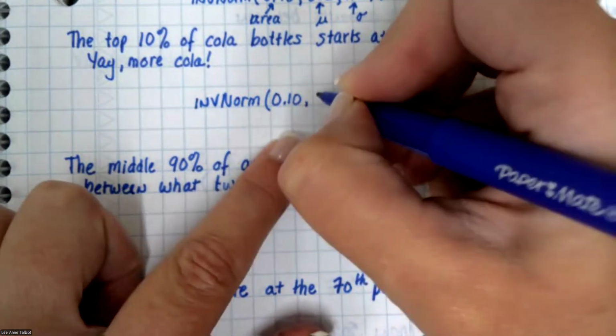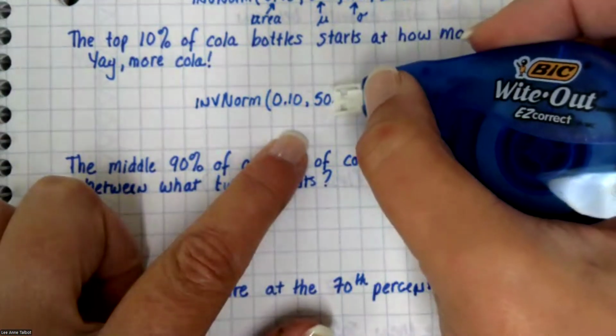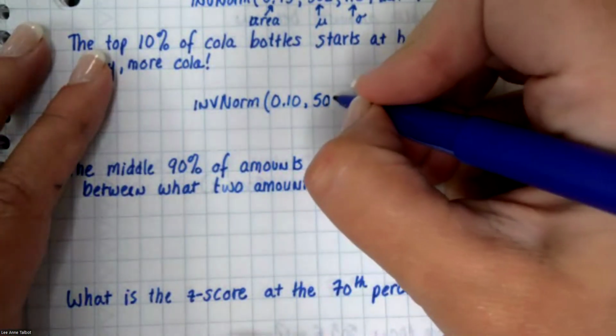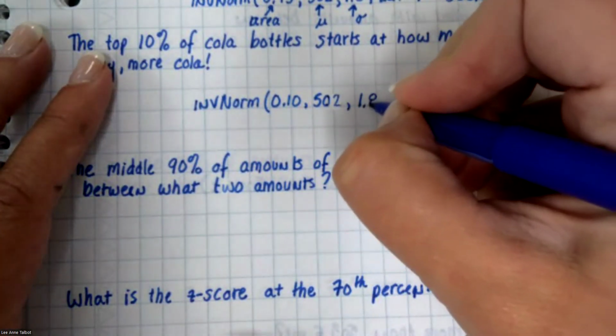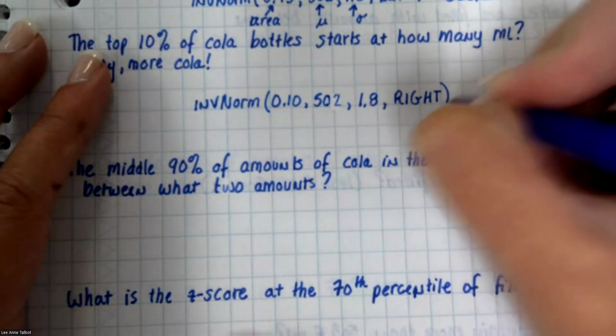Okay, so we have top 10%, so 0.10 is my area, 502 is my mean, 1.8 is my standard deviation, but my tail is going to the right.